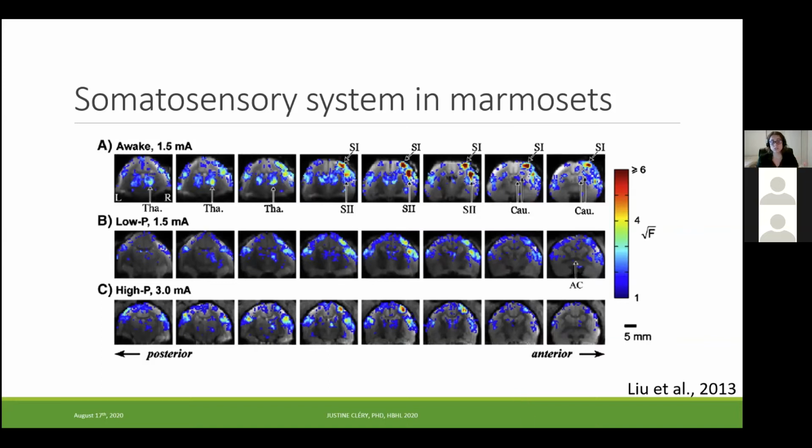So these results suggest that the somatotopic maps obtained in anesthetized monkey may underrepresent the reality of the tactile processing occurring at an awake state. As such, it's important to measure the somatotopic representation in awake marmoset.